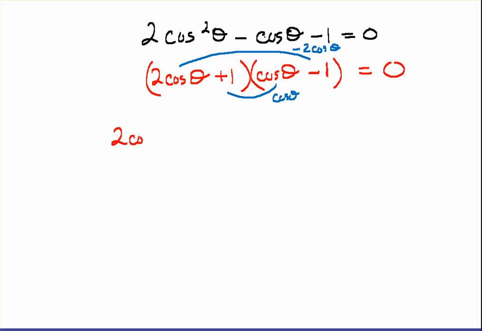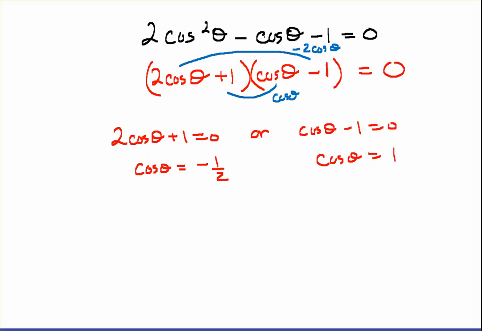So let's split them off then. This guy's equal to 0, or this second parentheses equal to 0, and can you solve each of those? Yes. Okay, due to time constraints, I'm going to do it with you. So subtract 1 divided by 2 gives you cosine theta of -1/2. This one we're going to add 1, so we got cosine theta of 1.